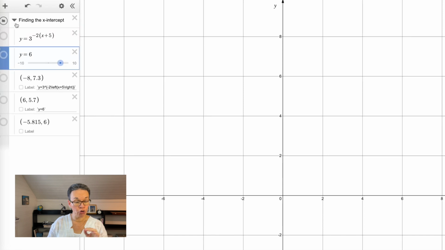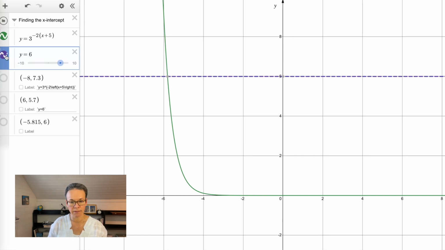If you remember, on the left side of that equation, we had 3 to the -2, x plus 5. And on the right side, we had 6. So essentially what I am doing is setting the left part of the equation as a function and the right part of the equation as another function. And this is what I get. So the left part of the equation will be another exponential function. You can see it right here in green. And then the right part of the equation was 6. You see it right here. This is the right part of the equation.